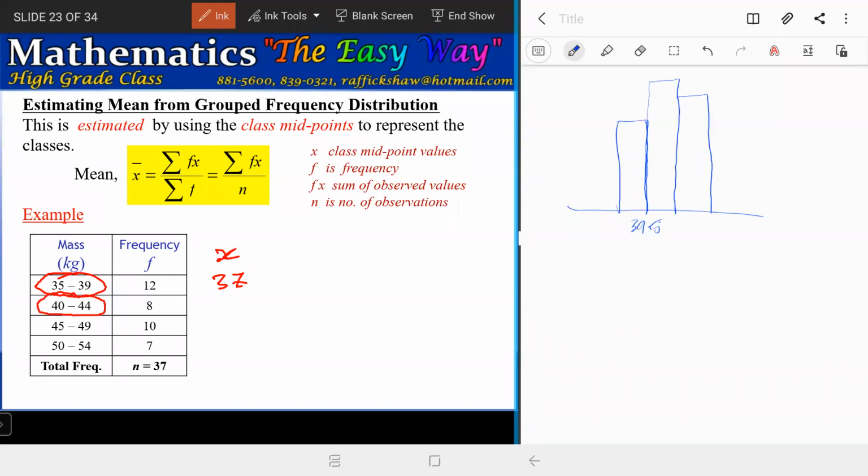We don't know the actual mass of all the bars. So here we're going to assume that all of them measure the midpoint mass, which is 42. We make all of them measure 42. Maybe none of them measure 42. Maybe all of them measure more than 42. Maybe all of them measure less than 40. We don't know. But we have to make an assumption. You have to use a method.